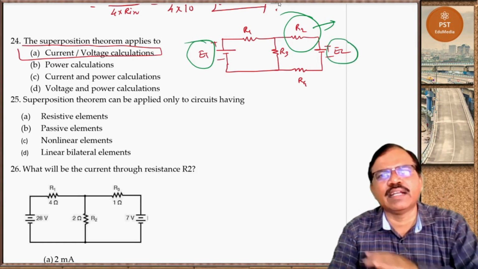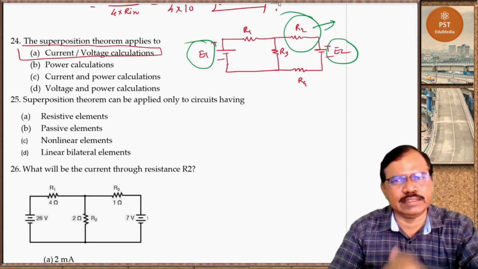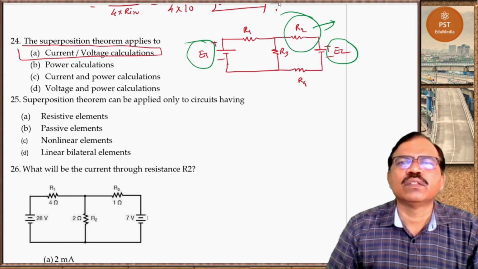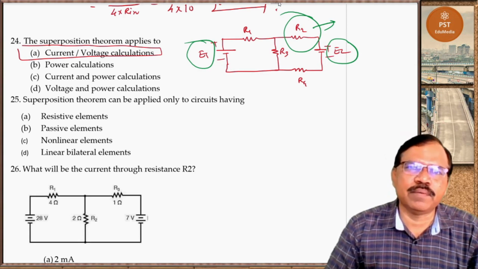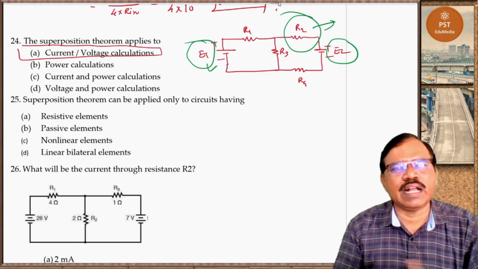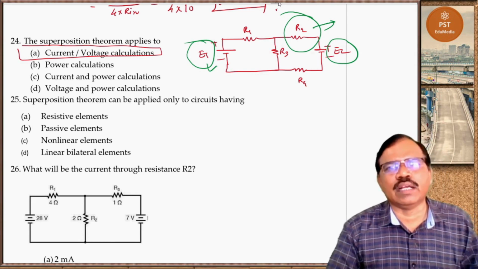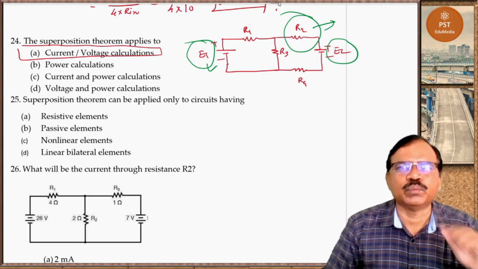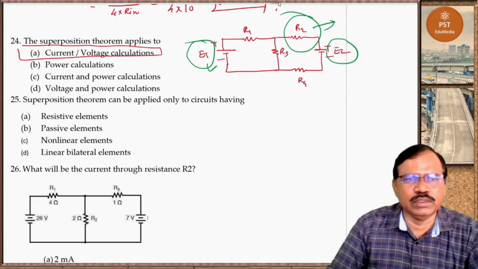So we find current due to E1. At that time we replace E2 by its internal resistance. Then we find current through R2 due to E2. At that time we replace E1 by its internal resistance. And then we take into account directions of current due to E1 and E2, and then we find total current or total voltage across R2. So this is superposition.